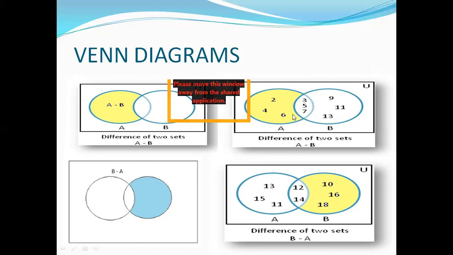I already explained A minus B and B minus A in the previous slide. But once again, you see here, A minus B means you leave the common elements and the B set elements, and only the leftover elements of set A you have to shade, and you write the elements in that shaded part. And here also, B minus A means you leave the common elements and the A set elements, and only the remaining part of B you have to shade, and the elements also you have to write there only. This is B minus A.